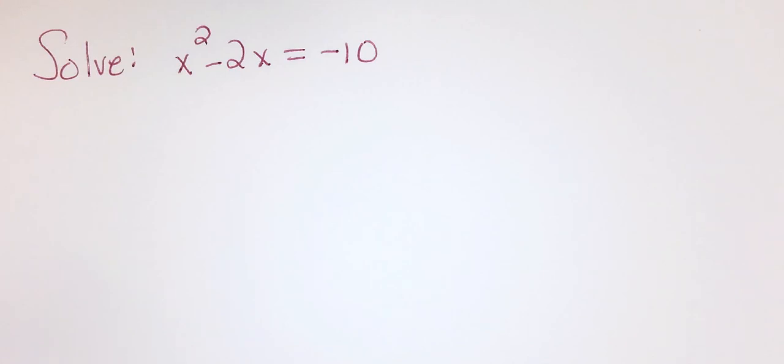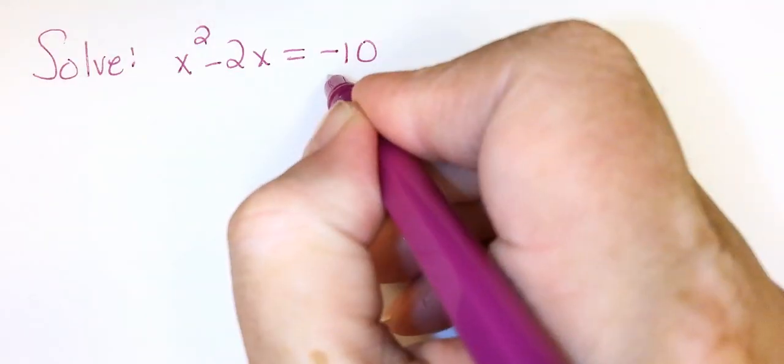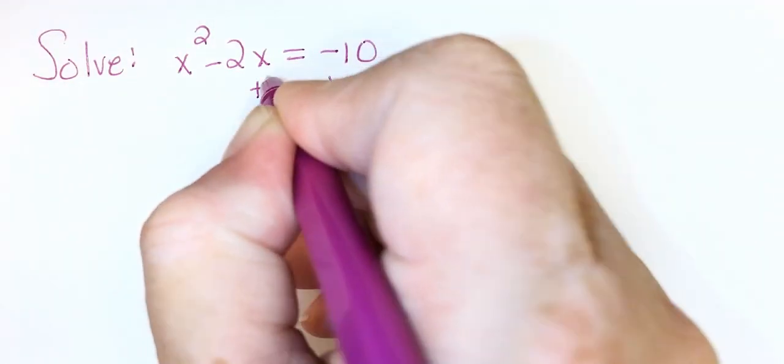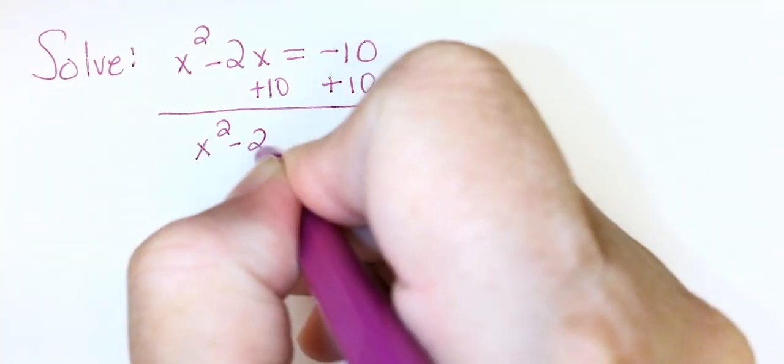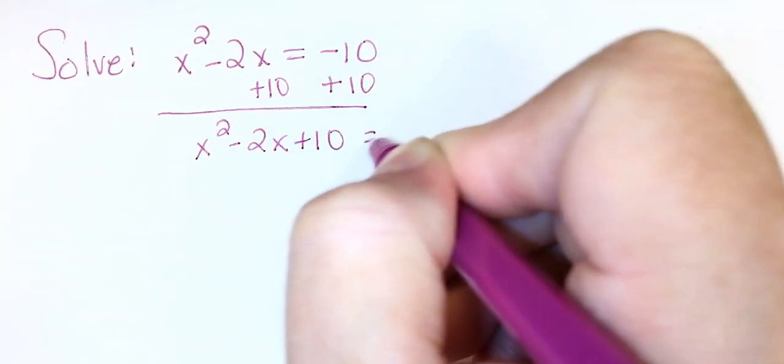Today we're going to solve this quadratic equation using the quadratic formula. The first step in that is to set the equation equal to 0. In order to do that, we're going to add 10 to both sides. That gives us x squared minus 2x plus 10 equals 0.